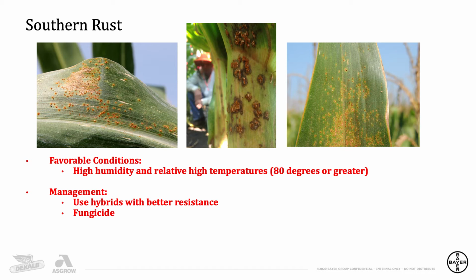The next disease that we'll touch on is southern rust. This disease features small, circular pinhead-shaped pustules that are reddish-orange. Primary infection is on the upper leaf surface, and it is uncommon to be able to wipe these spores off the leaf like we can with common rust. This disease does not overwinter, but is windblown into northern states from more tropical southern states, such as Mexico. Generally, this is the most damaging rust disease due to its ability to rapidly develop and spread under favorable conditions. These favorable conditions include high humidity and relatively high temperatures, 80 degrees or greater. Some management options for this disease would include using hybrids with better resistance and fungicide.